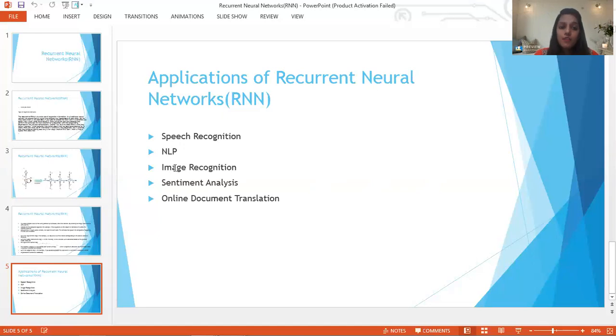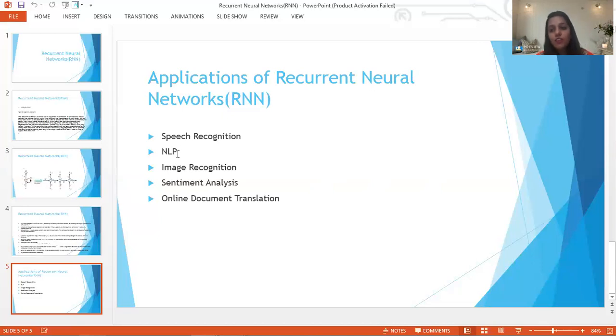And the major one is NLP, natural language processing. NLP is basically the major application of recurrent neural networks. Even Google Assistant, Alexa, Siri, they all are working on the concept of NLP. They understand all languages. How does the machine understand language? Based on natural language processing. It processes our language into the machine system and gives the desired output.